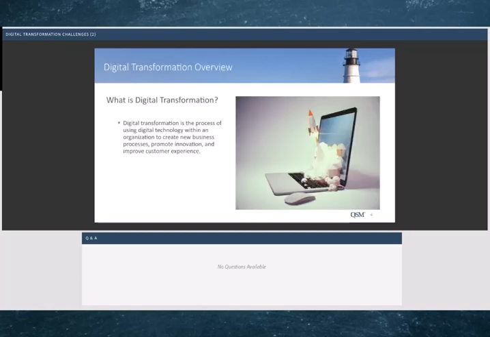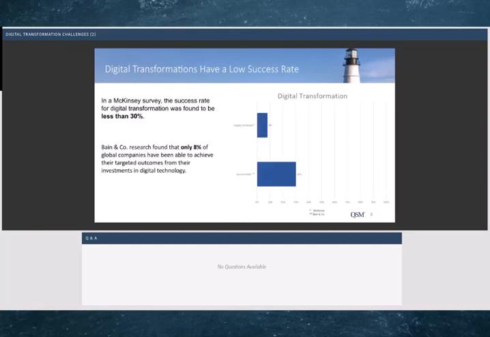So what is digital transformation? Digital transformation is the process of using technology to create new business processes and to improve the customer experience as well as the internal organization experience. The problem is people face a lot of challenges with transformation work. A McKinsey survey said the success rate for transformation was found to be less than 30%. Bain & Company, another research firm, said that only 8% of global companies have been able to achieve their targeted outcomes.